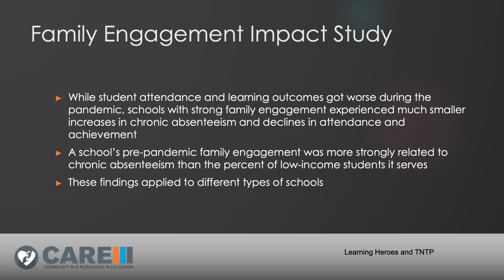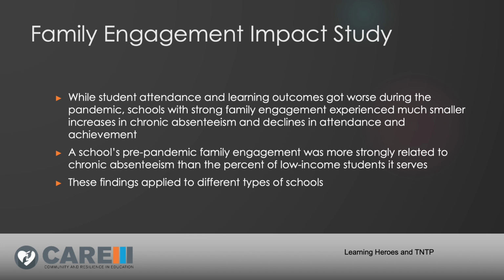Other things that this impact study showed was that, overall, we know nationwide that attendance and learning outcomes got worse during the pandemic. But what they saw was that schools that had strong family engagement prior to the pandemic experienced smaller increases in chronic absenteeism and declines in attendance and achievement. So there seemed to be a protective factor with that family engagement against the effects of the pandemic.